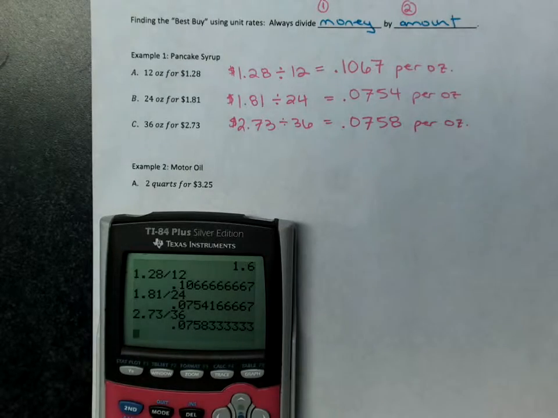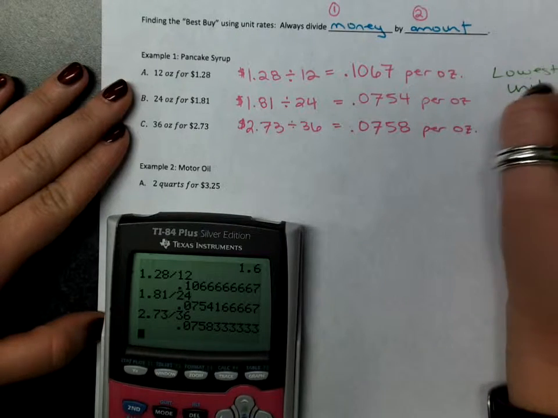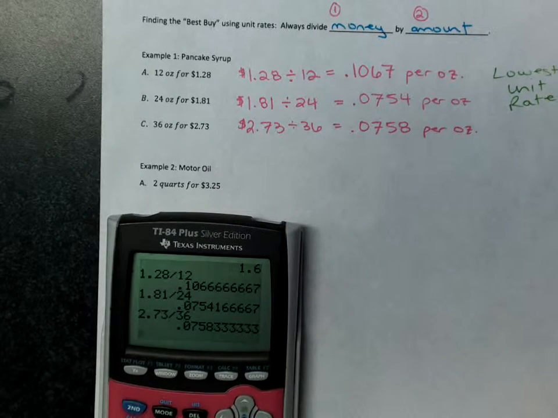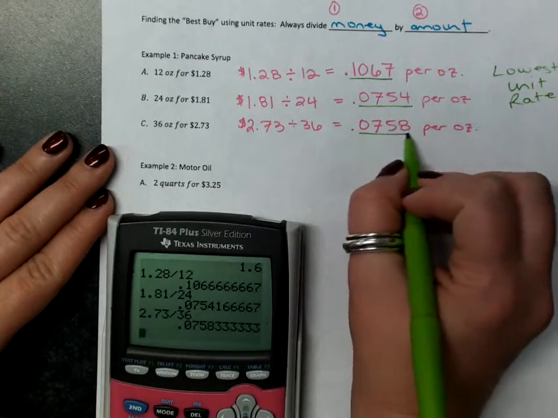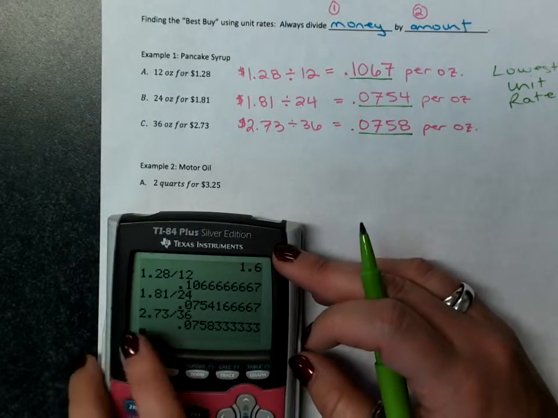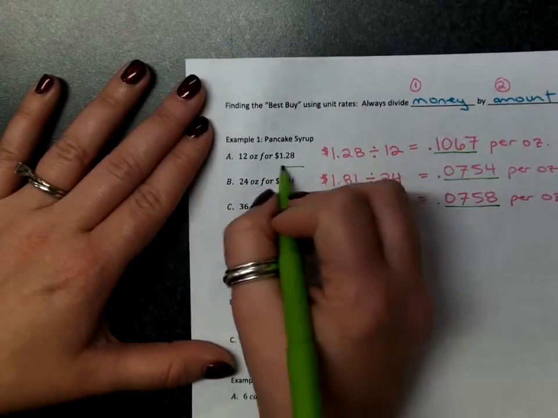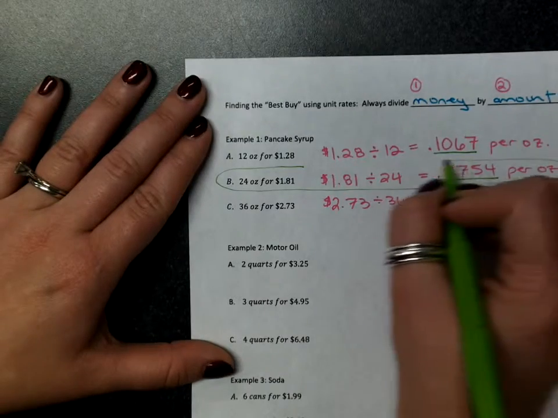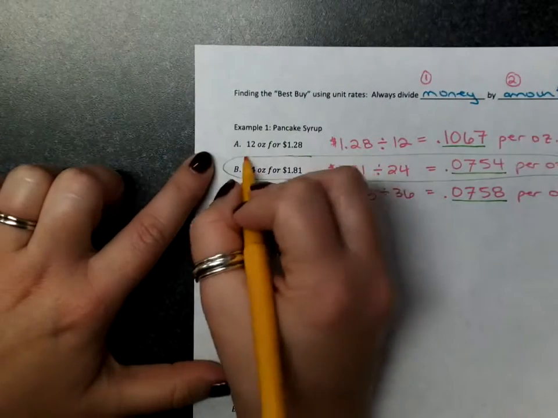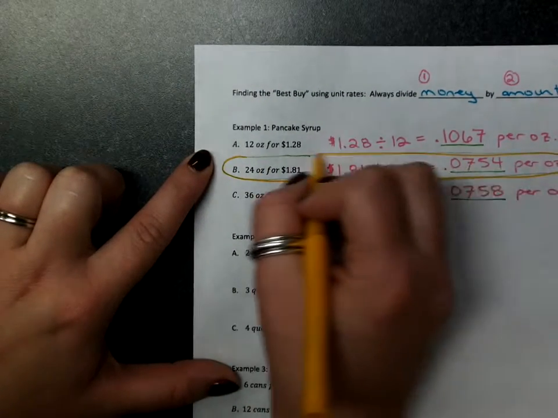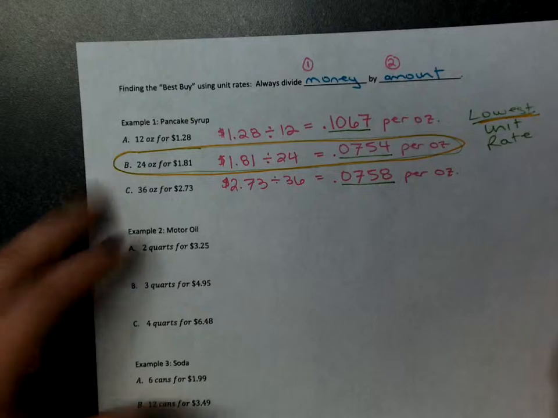So if we're shopping and trying to find the best buy, we're not looking for the highest price, we're looking for the lowest unit rate. So the lowest unit rate is the one we want. And it's important to take it out to 4 decimal places so that you can really see the lowest unit rate. We're looking for the best buy, which means the lowest cost. So that would be option B, 24 ounces for $1.81. It's a little bit less per ounce than option C. So again, you're always looking for the lowest unit rate.